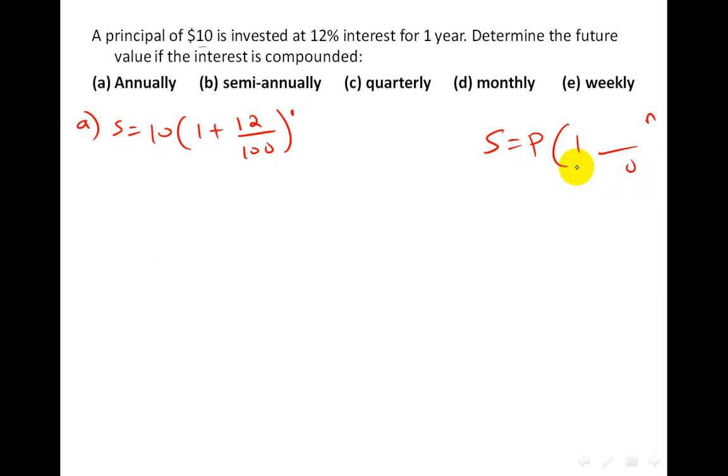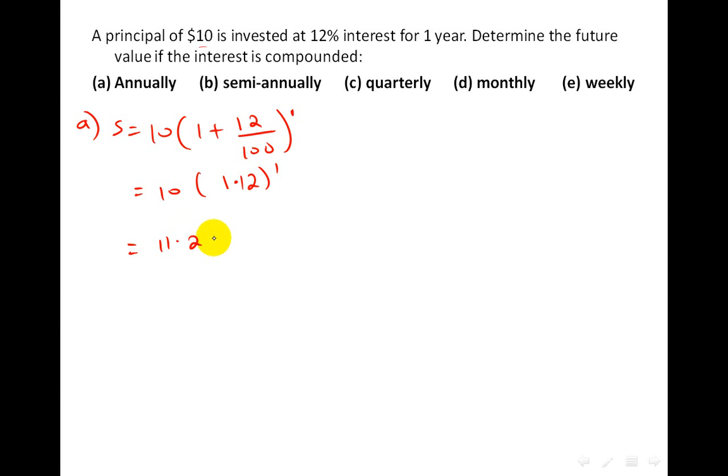It's compounded annually. So here I'll start with the bracket. And it will be just $11.2. So first I divided and I added. You'll have 1.12 to the power of 1. It will be $11.2. Okay, let's see the semi-annual.